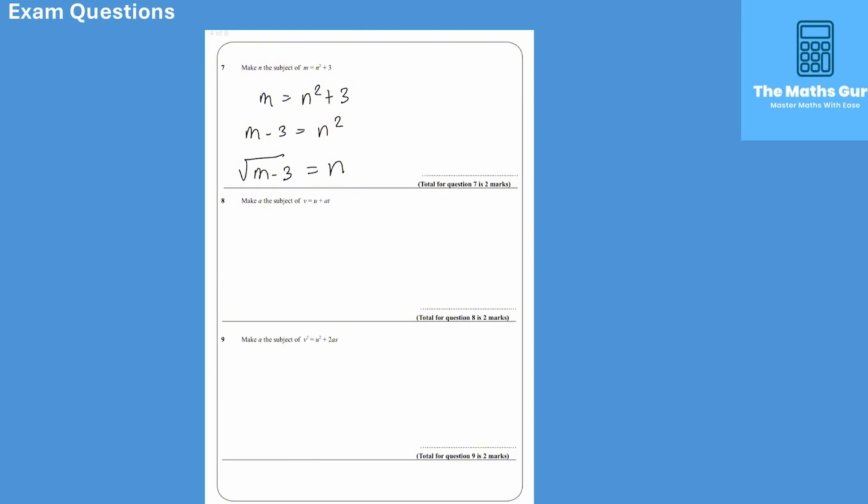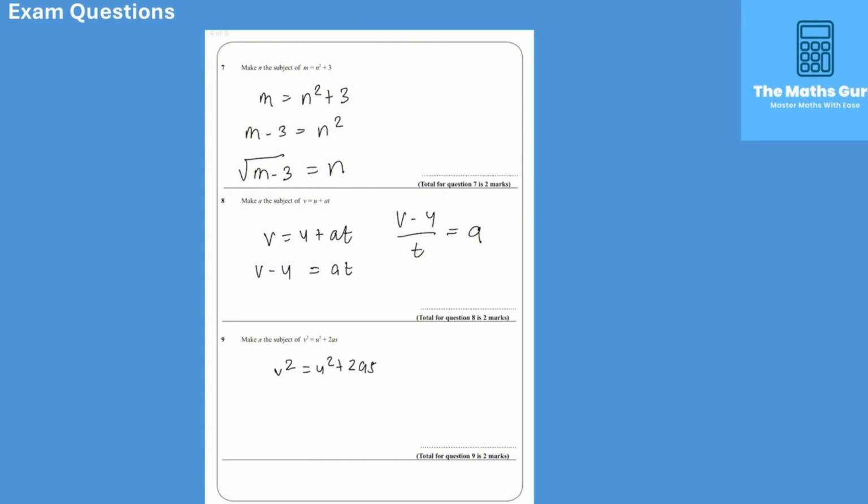Moving on, we have v equals u plus at, and we're going to make a the subject. This is a very important SUVAT equation, as it's known, which we'll definitely cover in a later video. So making a the subject of this formula, we first minus u from both sides to get v minus u equals at. Then to get a alone, we need to divide through by t, leaving v minus u over t is equal to a.